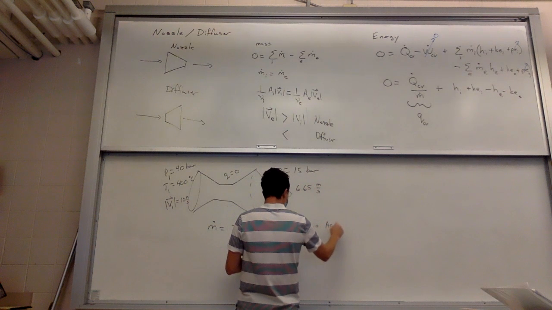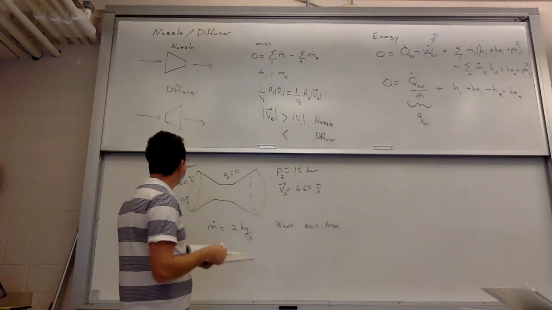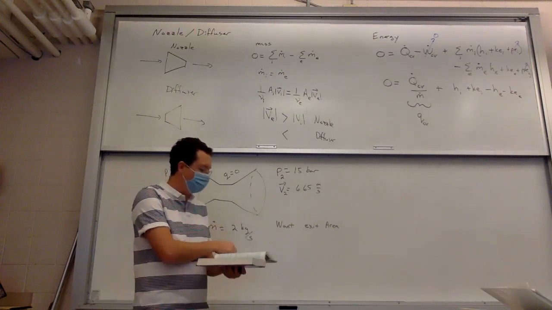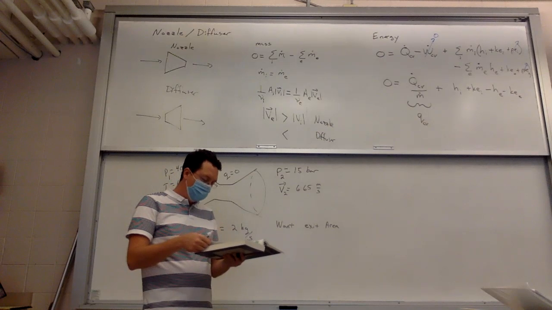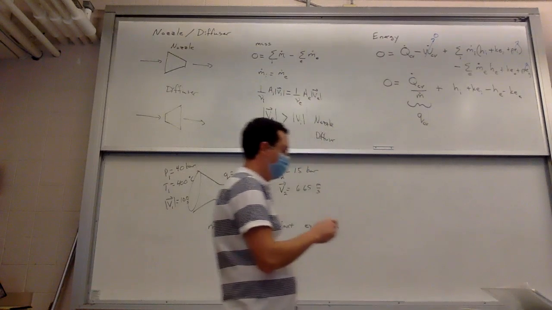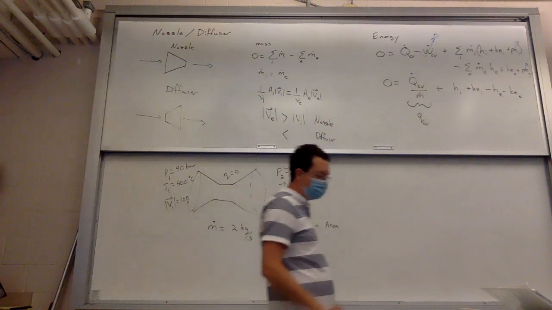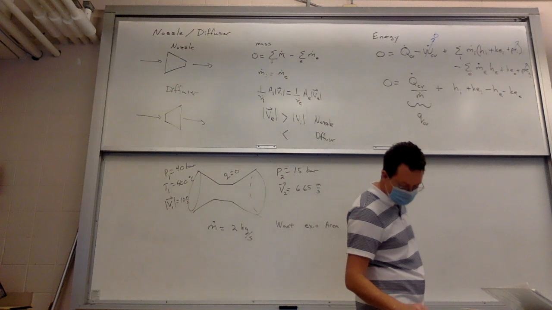Actually, I don't even need that. I think I've got all the numbers there anyway. I don't think I need to put it on the overhead. So find the exit area. That's 655 meters per second. So it's moving fast.